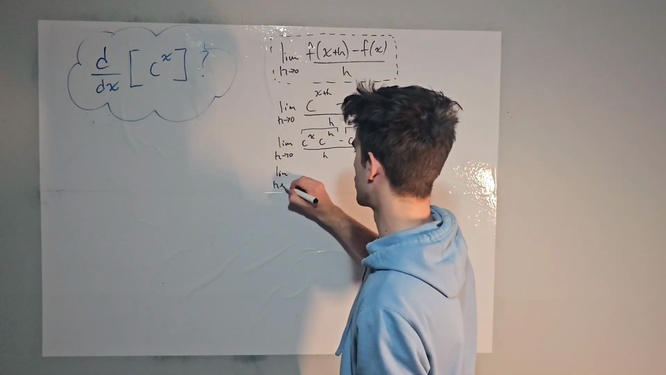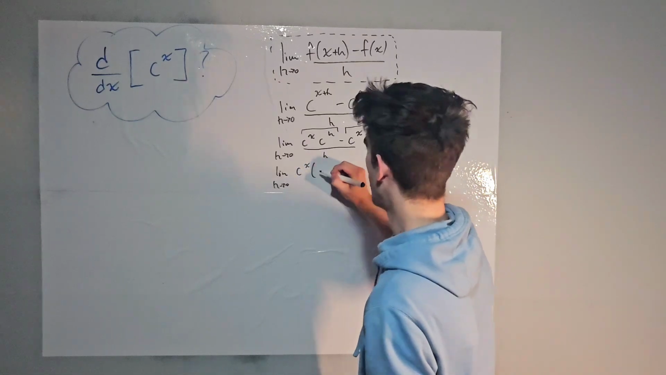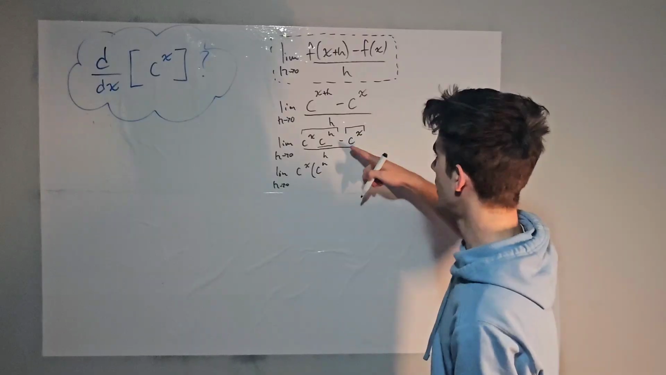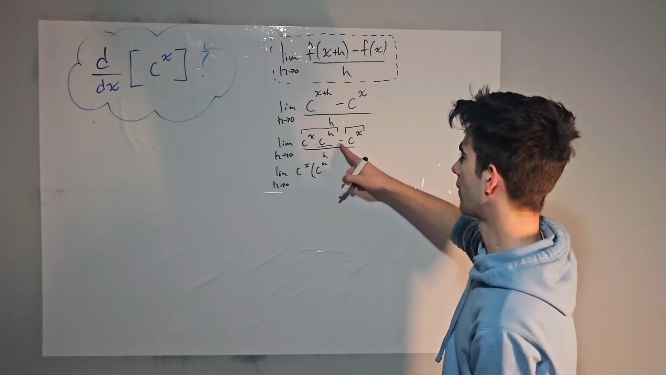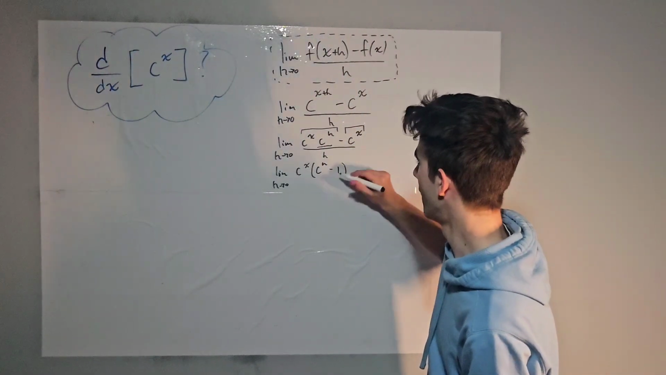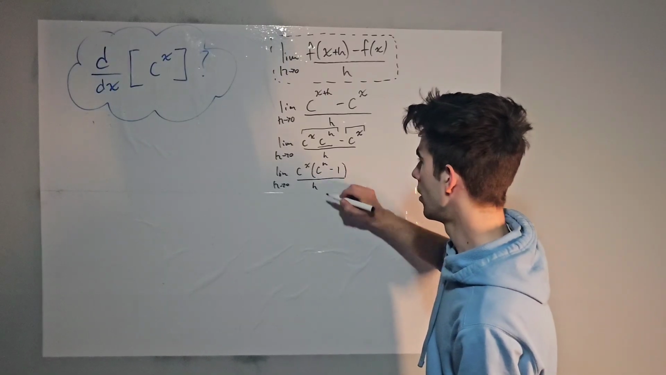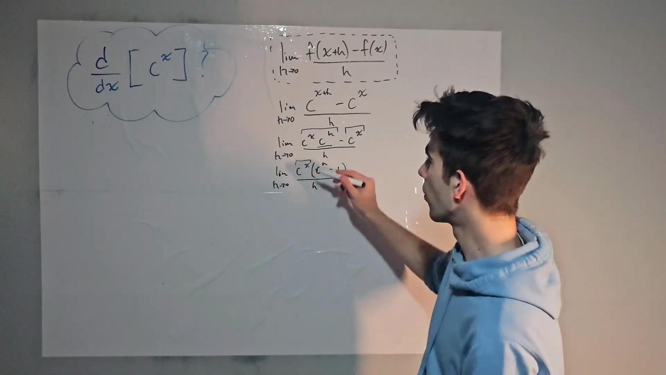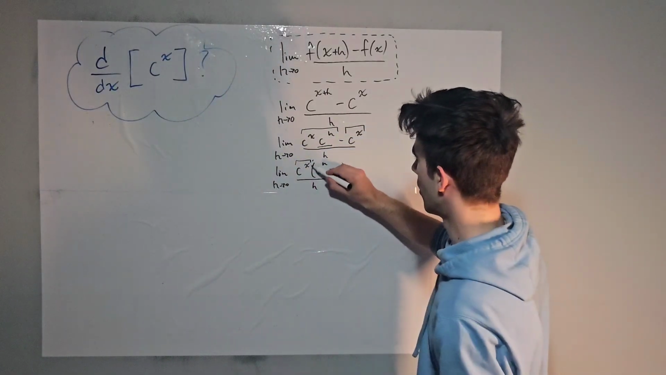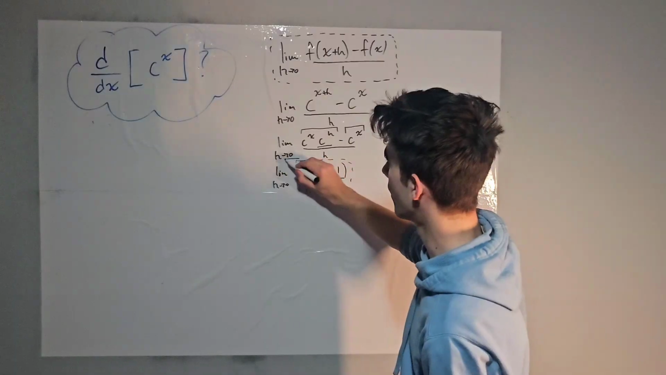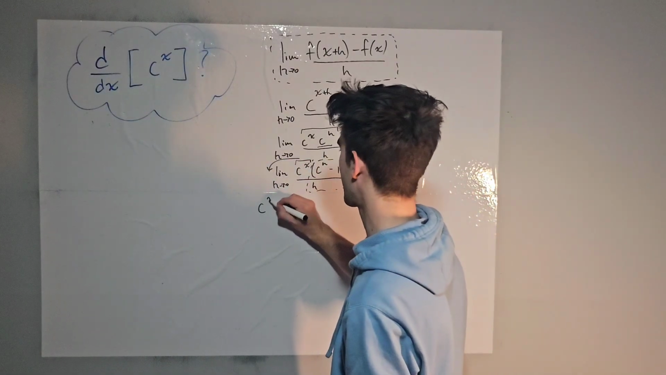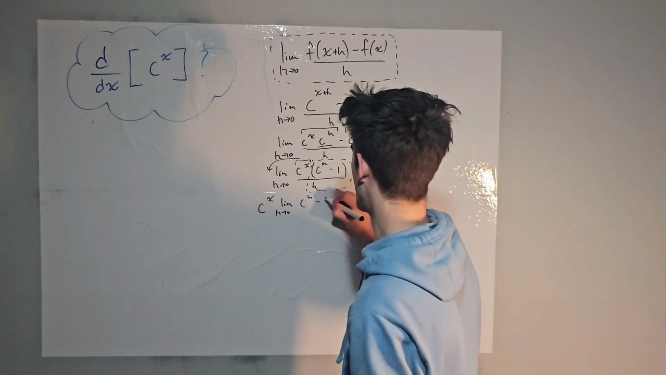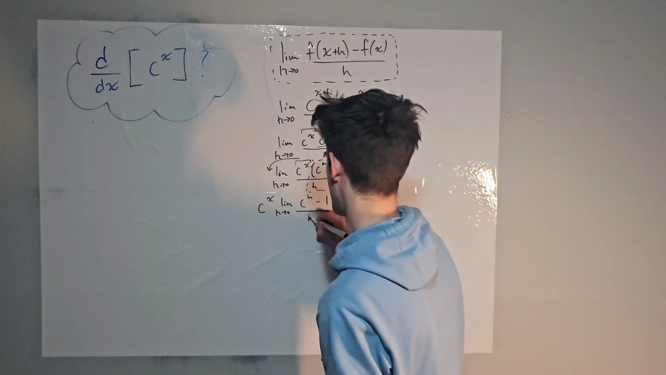So the limit as h approaches 0 of c to the x. When we pull c to the x out of this term, we're just left with c to the h. And if we factor it out of here, it'll still be minus, and just 1, over h. One more thing we can do with this c to the x is that it doesn't have an h in it, so we're going to just take the limit of the rest of the expression and pull this out in front. So we have c to the x times the limit as h approaches 0 of c to the h minus 1 over h.